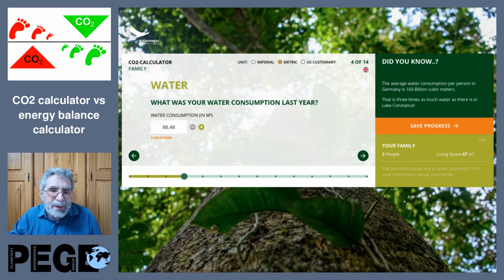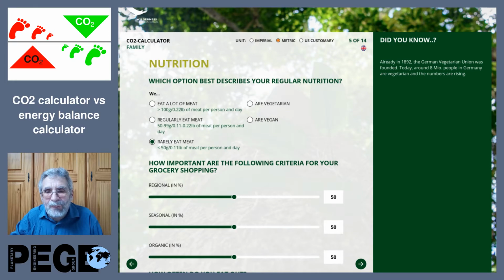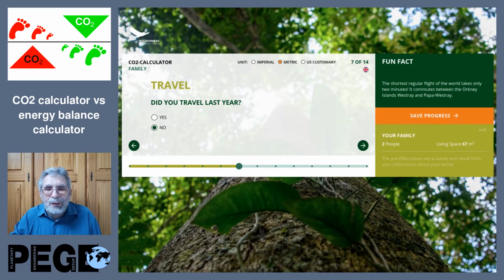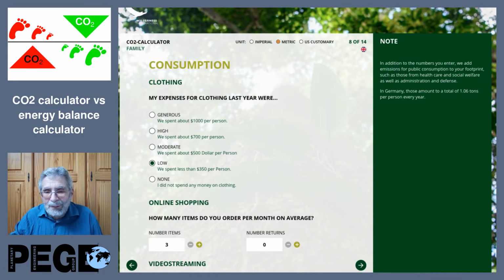Water, I let the default value here. Nutrition, very little meat, but sometimes. And car. Yes, I hope to have a big electric car in 2 years, and I will drive about 2,000 kilometers a month, 24,000 kilometers a year. Travel, no time for it. Clothing, low clothes consumption.